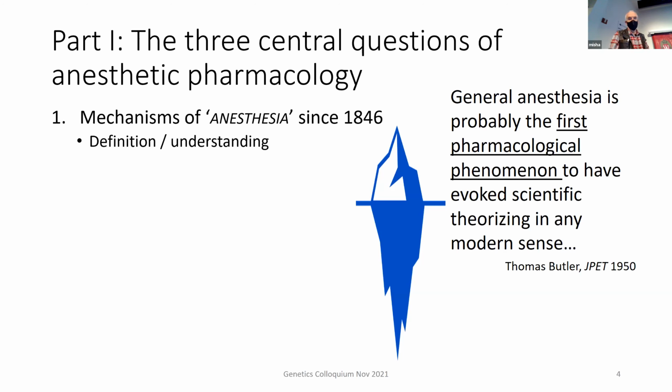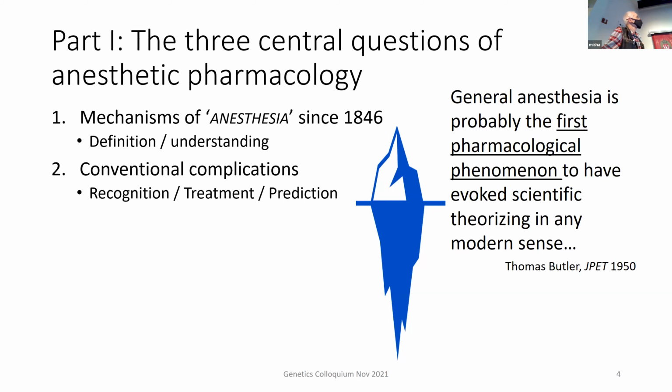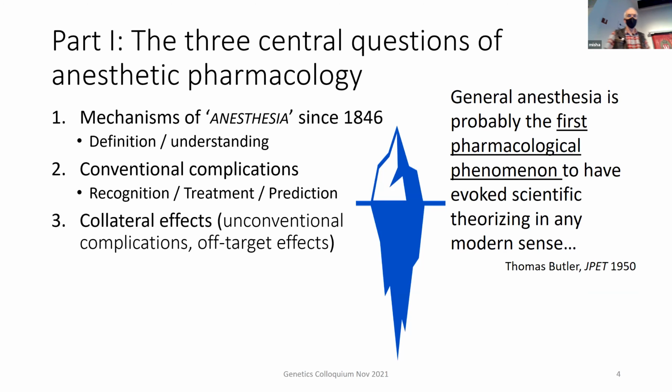Then the other big question of anesthetic pharmacology is the conventional complications. This is mostly what physicians have been dealing with for the last 50 or 60 years: how to recognize them, how to treat them, and how to possibly predict them. And the third is the collateral effects, which is going to be the center of my topic. Although the notion that something can happen has existed for a long time, they have really gone into the center of our attention probably only in the mid to late 90s. And since then, it's one of the big topics of research in anesthetic pharmacology.